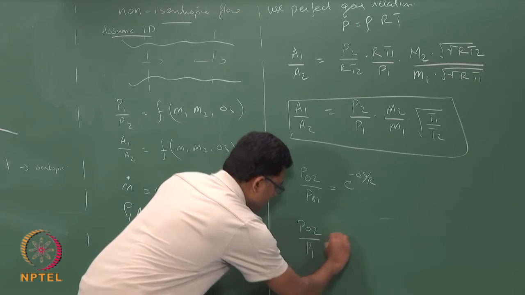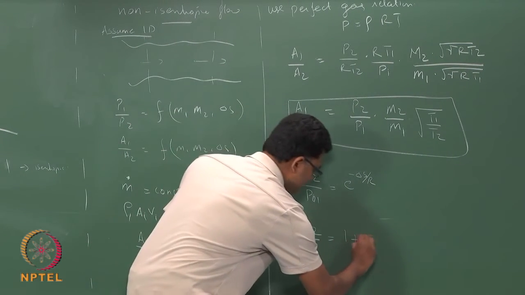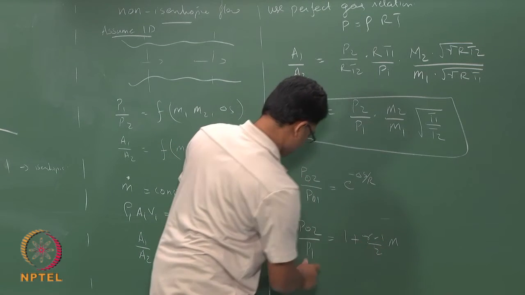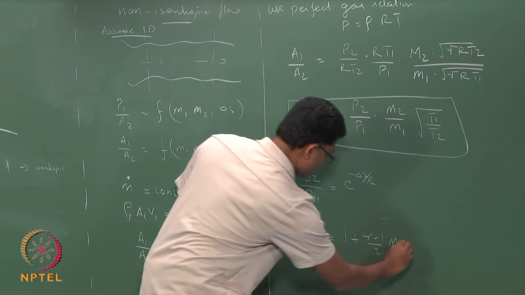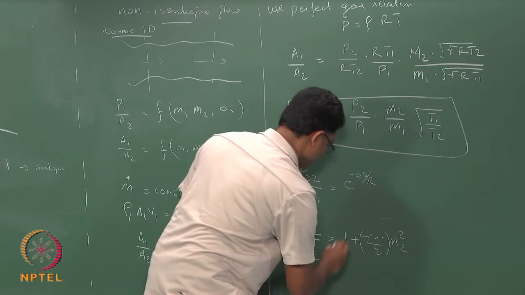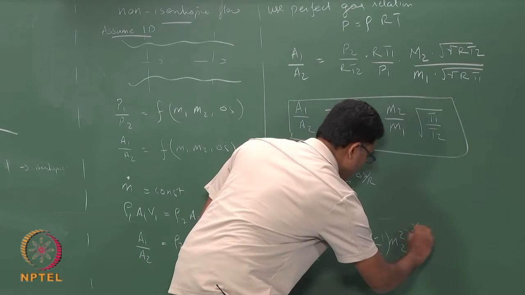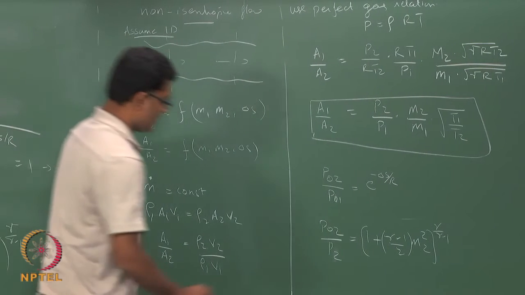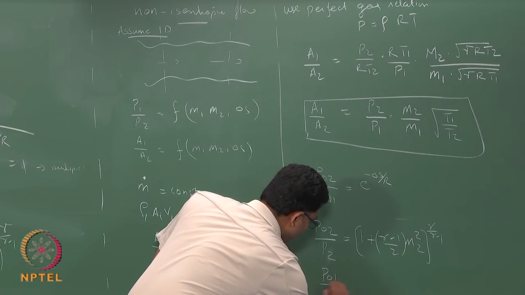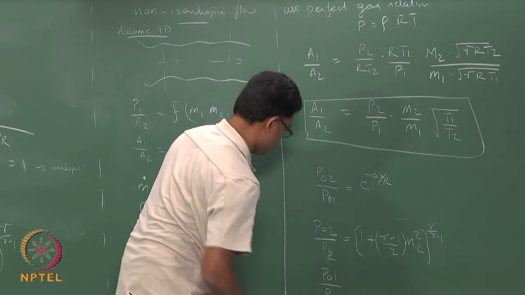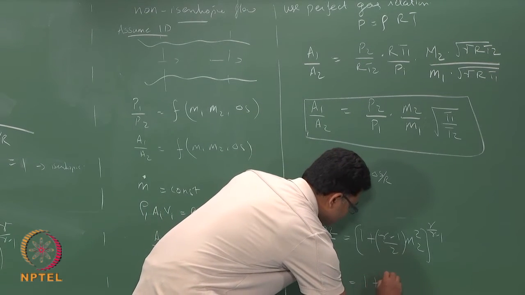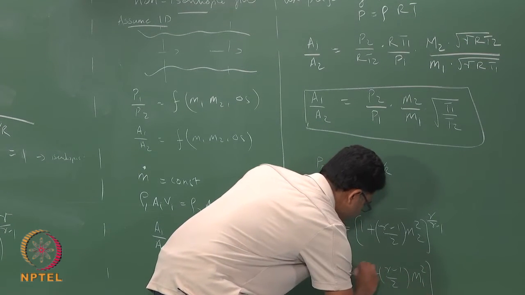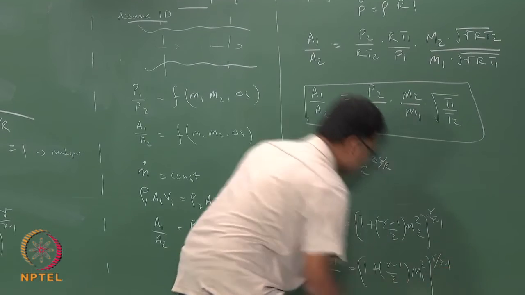P02 by P1 is 1 plus gamma minus 1 by 2 M2 square to the power gamma by gamma minus 1. Likewise, I have P01 by P1 equals 1 plus gamma minus 1 by 2 into M1 square to the power gamma by gamma minus 1.